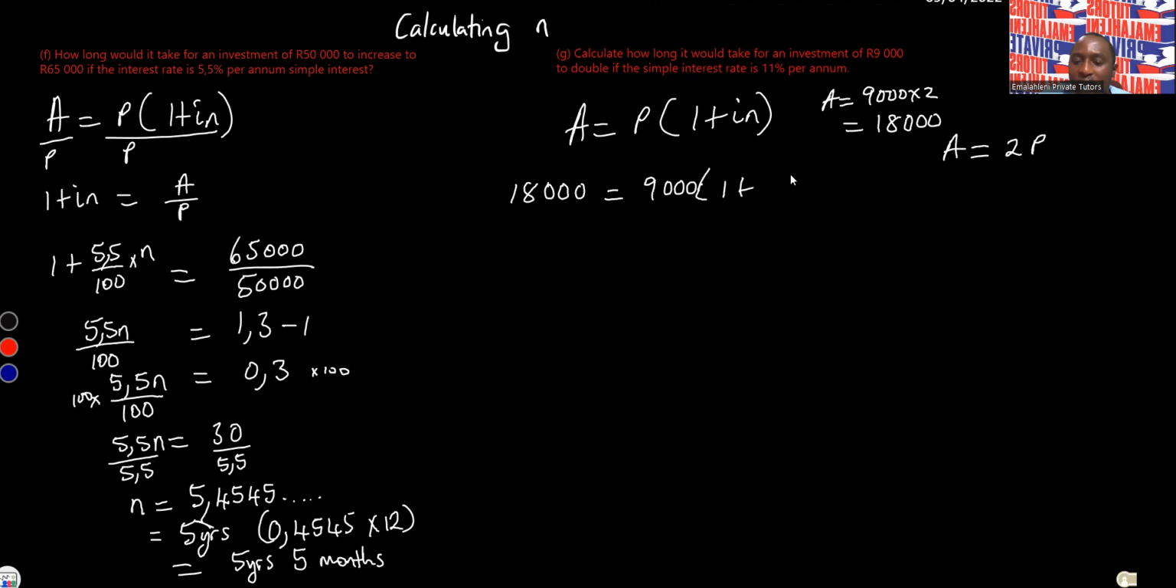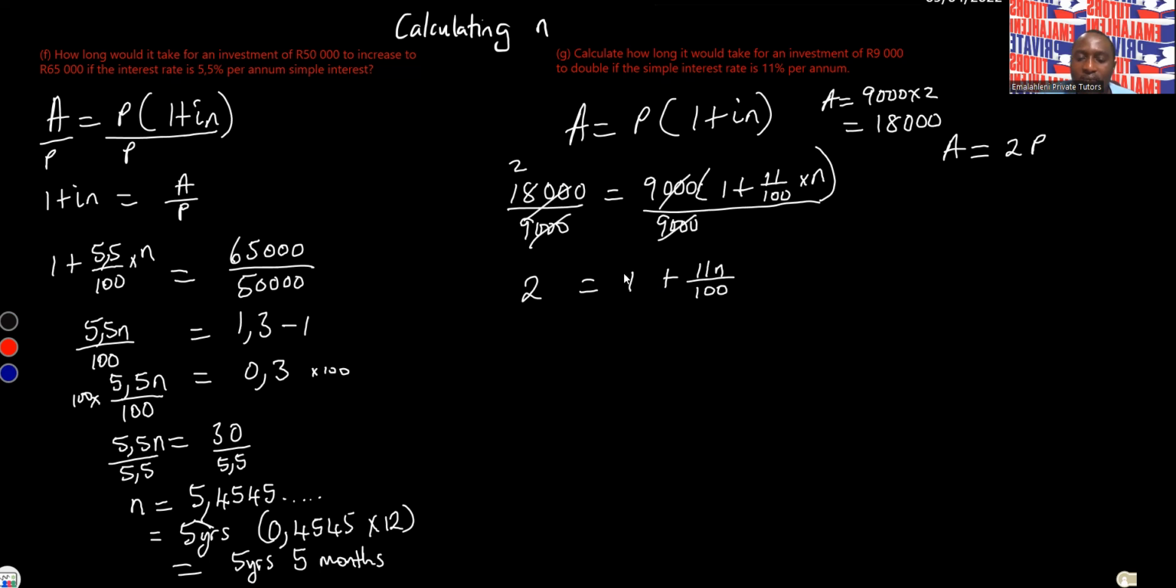Then 1 plus our I is equal to 11 over 100 times, what is our N? Our N, how long will it take? So we're looking for N. Now here, what are we going to do in this case? We're going to divide both sides by 9,000. So it's going to be 9,000 by 9,000. So here we cancel, here we're going to get 2. We'll get 1 there. 2 will be equals to 1 plus 11n over 100.